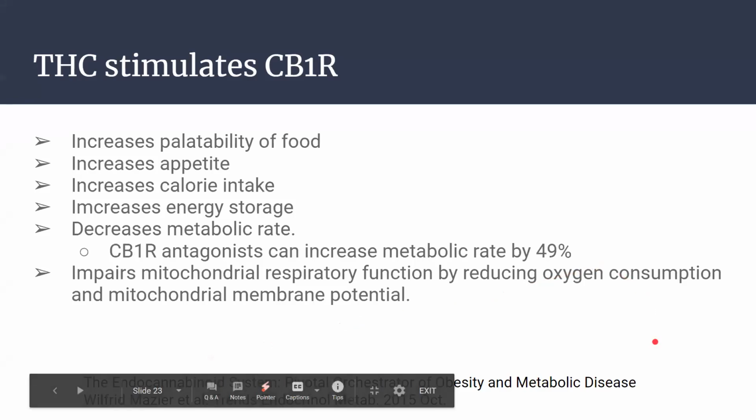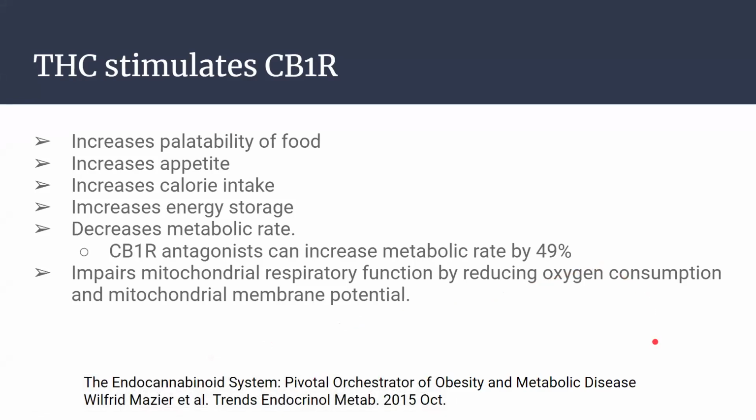Now, what does THC do? If you use only THC, that can actually increase obesity. It increases the palatability of food, it increases the appetite, it increases the energy storage, it decreases the metabolic rate. We know that. That's why a CB1 antagonist can increase metabolic rate by 49%. Rimonabant and taranabant were very nice because they increased the metabolic rate without doing anything. You just take the CB1 antagonist and it deals with it.